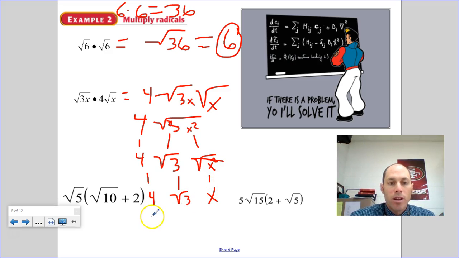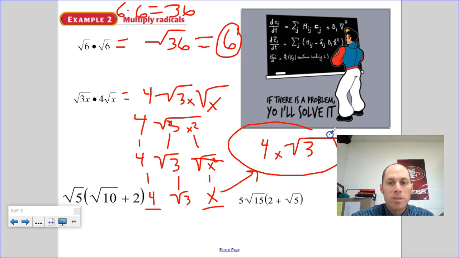So when I simplify it all, I'm just going to rewrite it all nice and neatly. And I'll put whatever's not under the radicand first, so 4x. So write that over here. And square root of 3 is under the radicand, so that goes at the end. So 4 times x times the square root of 3. That's how we would simplify that one.